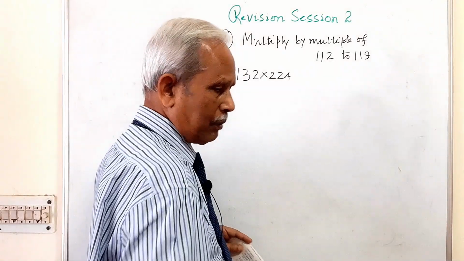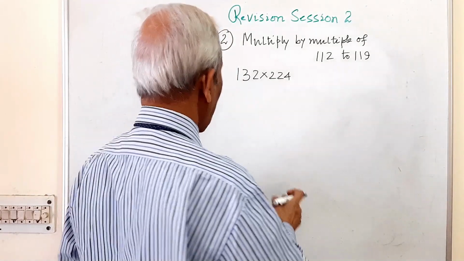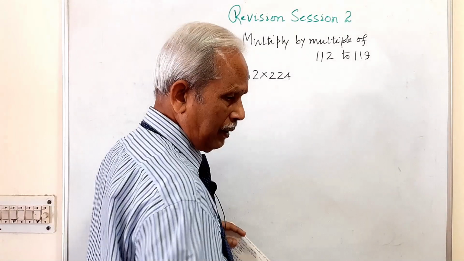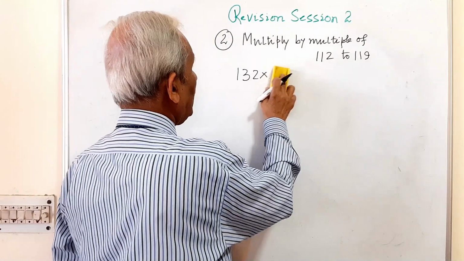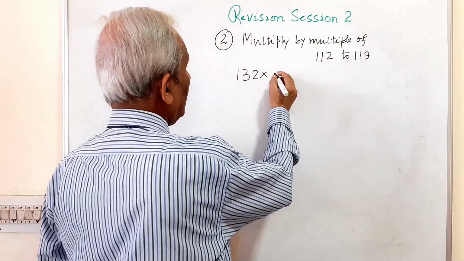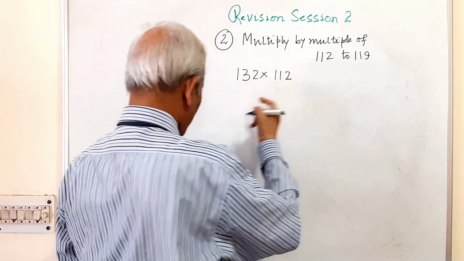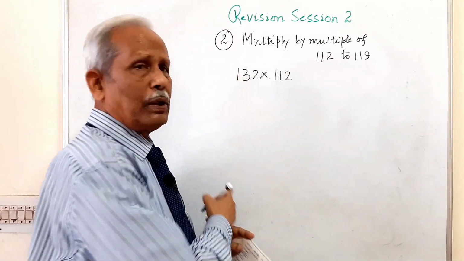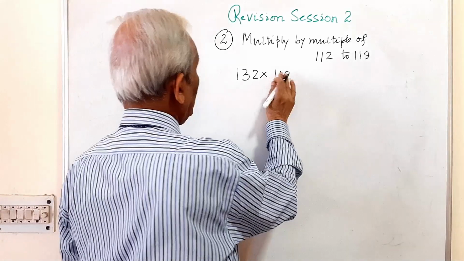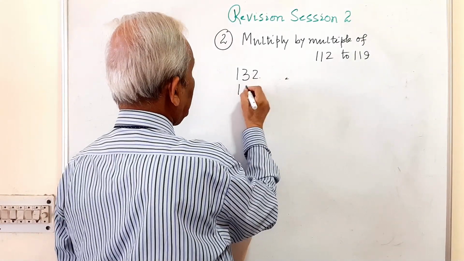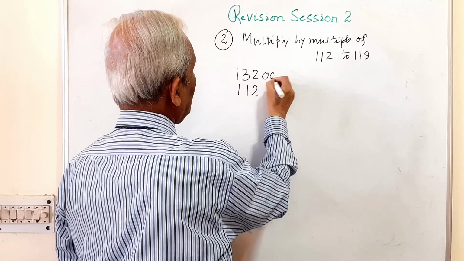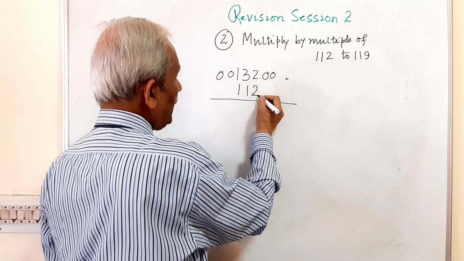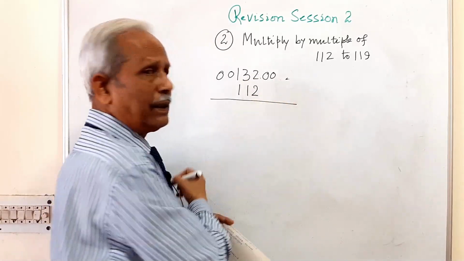I am solving the problem. The first question is 132 into 224. Now here, I hope you remember how we multiplied 132 with 112. Because we are going to multiply 132 with 224 here, but first let us see 112 as a recapitulation. What we did, we write here 112. We just add 2 zeros this side and 2 zeros this side. And then we multiply every digit with this, and then add the neighbors.